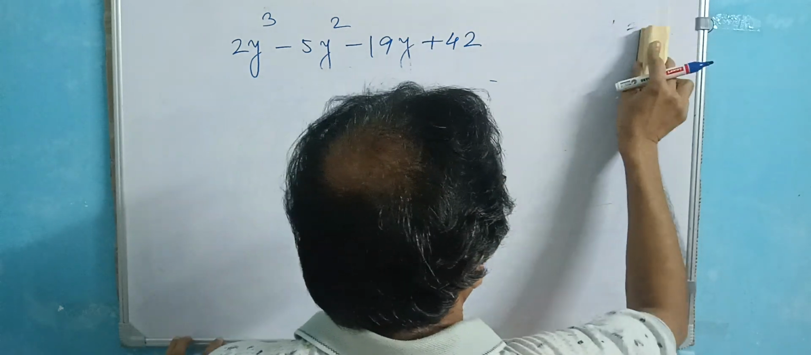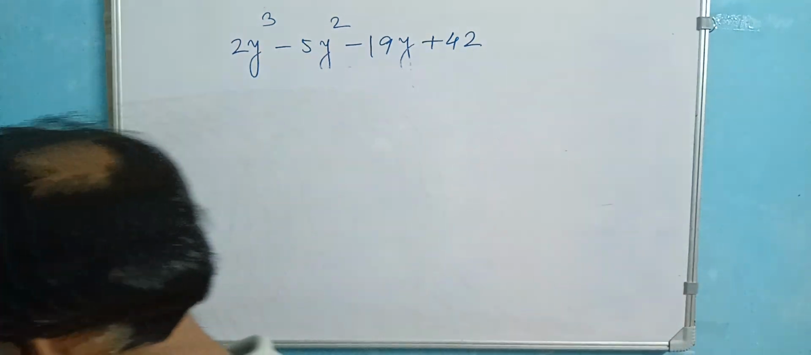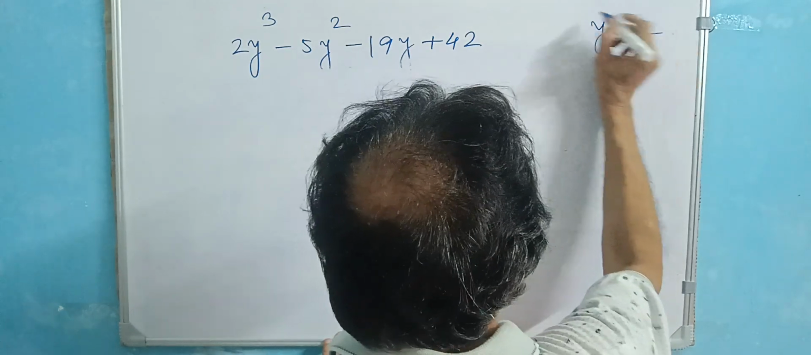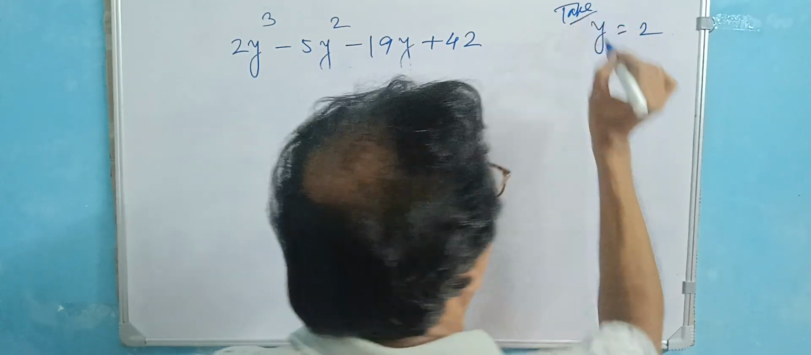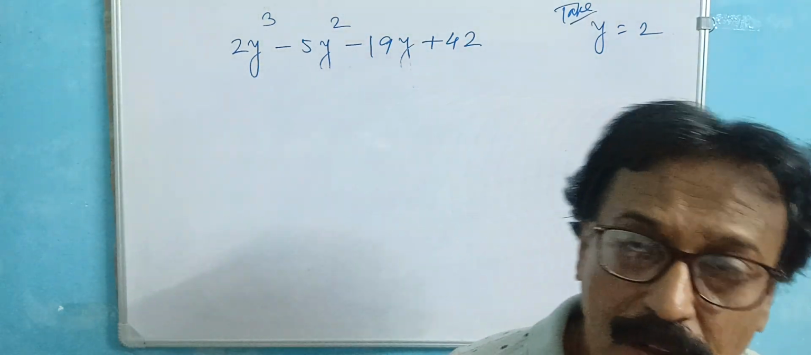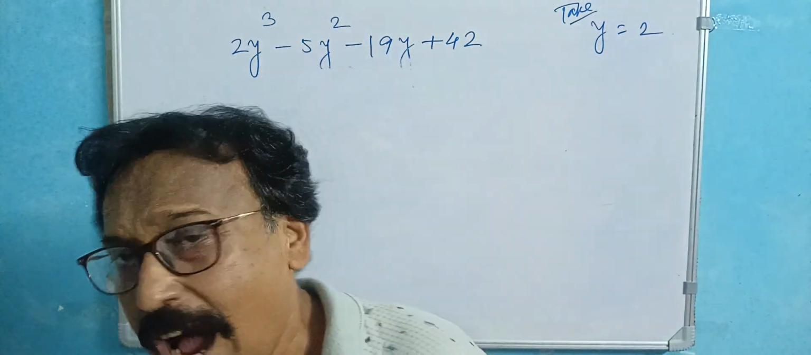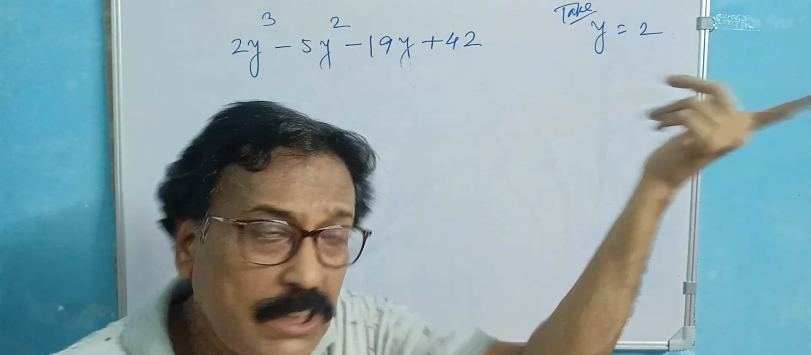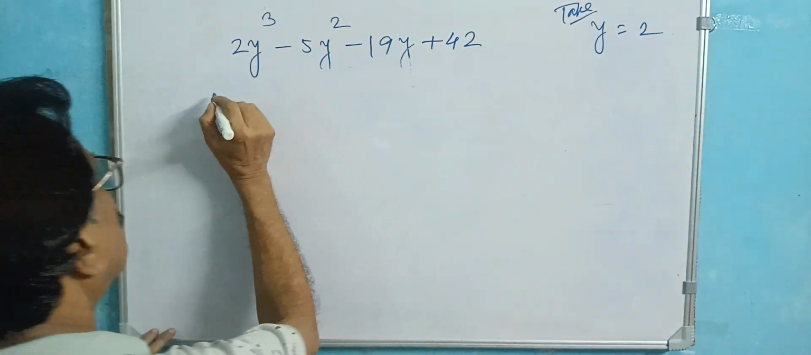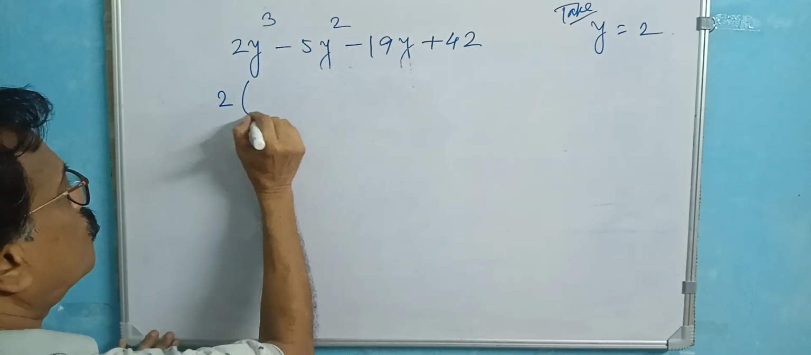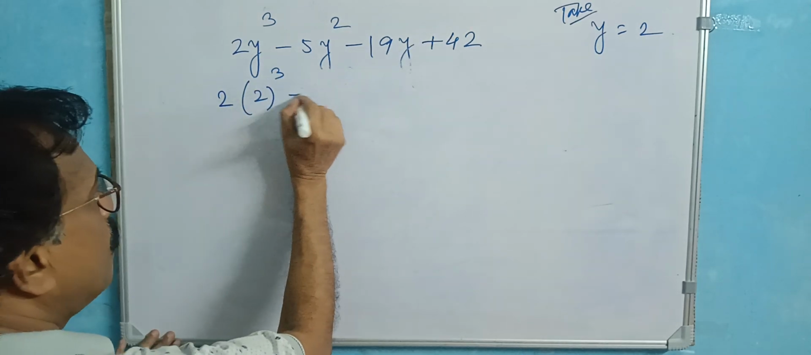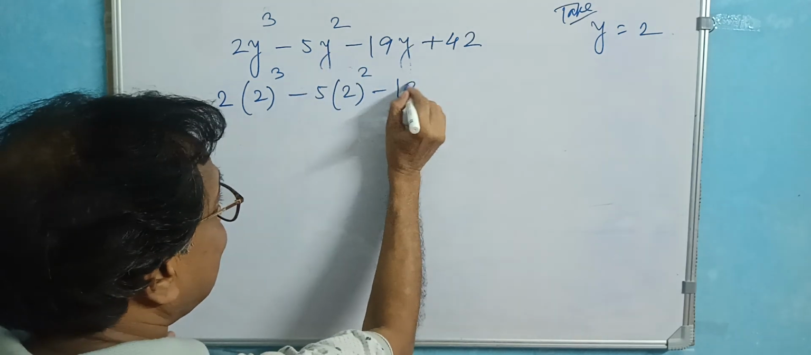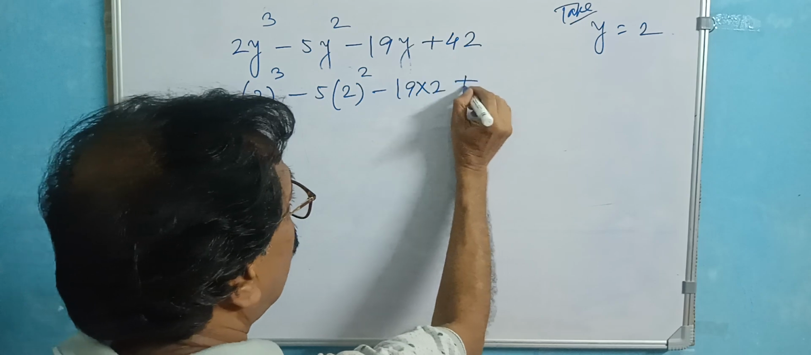Now, minus 1 is also not possible. So you take y is equal to 2. Take y is equal to 2. Put the value. I also don't know what happens. So just put the value, and if 0 is coming, that is the solving process. So now 2y cube, y is 2 cube, clear, minus 5, this is the y square, 2 square, okay, minus 19 into 2, and this is 42.